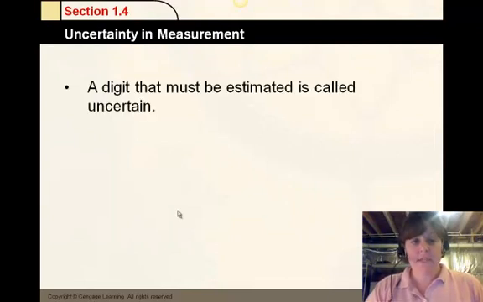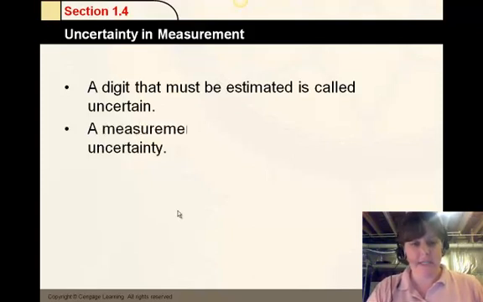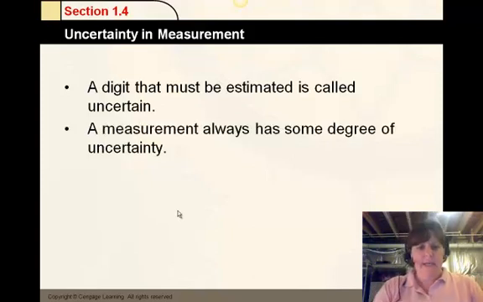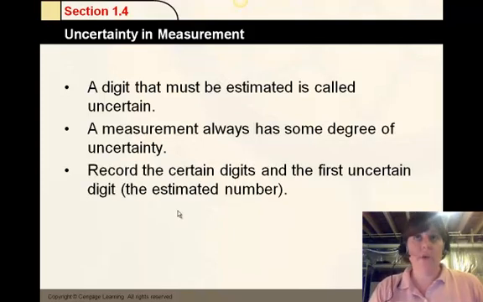Uncertainty in measurement. When we're taking a reading, sometimes we're not always right, and we have to make a guess. A final digit is the guess digit or the uncertain digit. It has some degree of uncertainty because we're humans and we're reading the instrument. We record the certain digits and the first uncertain digit, or the estimated digit.